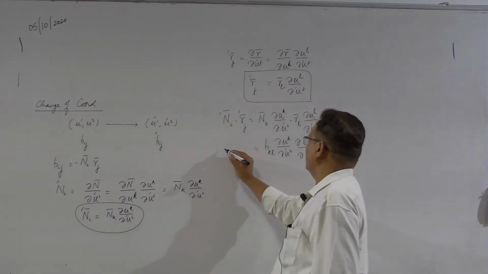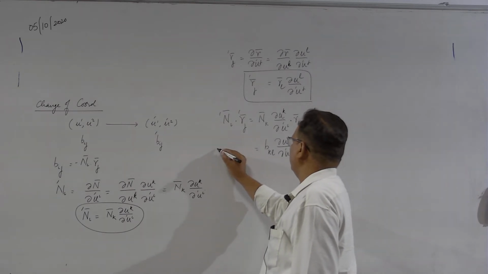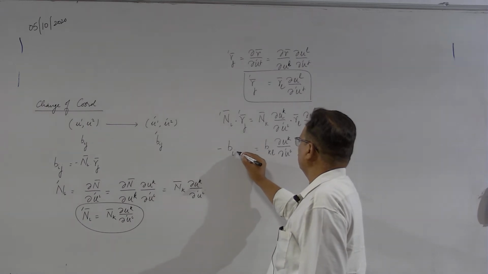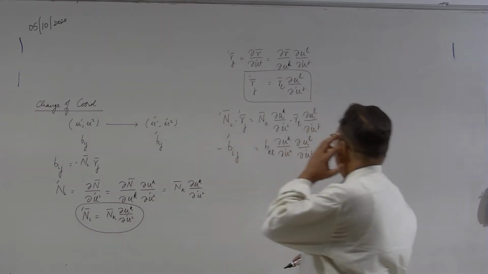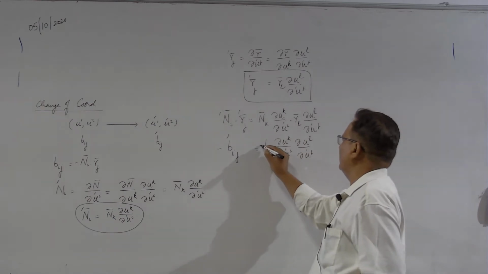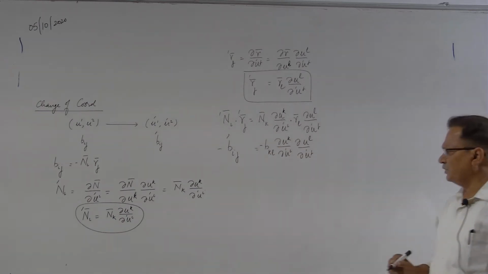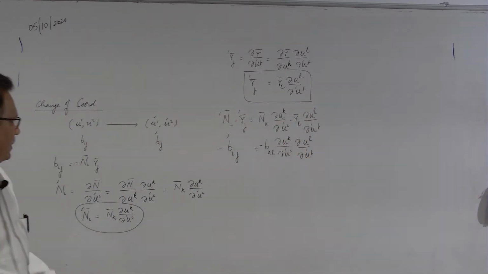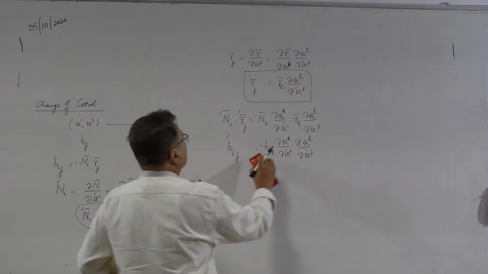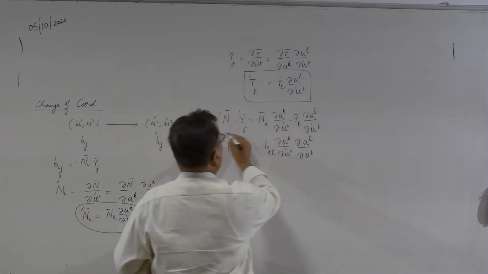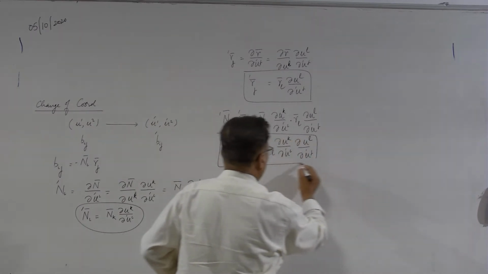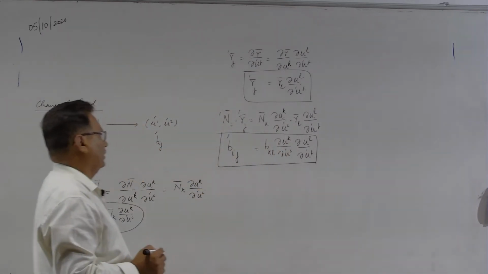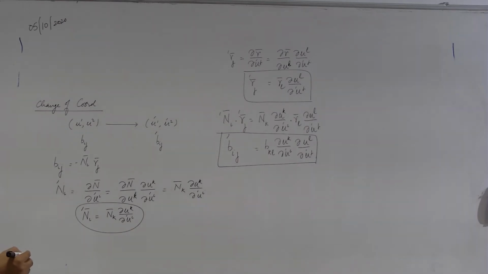So, this becomes your b dash ij, and n_k dot r_l is also minus times b_kl. So, this minus you can remove. So, you have this law of transformation for b_ij. This is the law of transformation for the coefficient of second fundamental form.